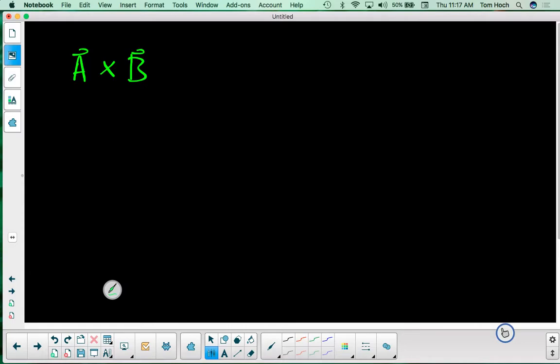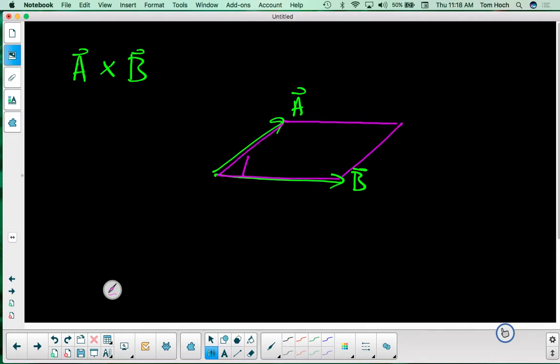So if I did A cross into B, then the area swept out by the two vectors would be this area. Right, that's what I'm talking about.